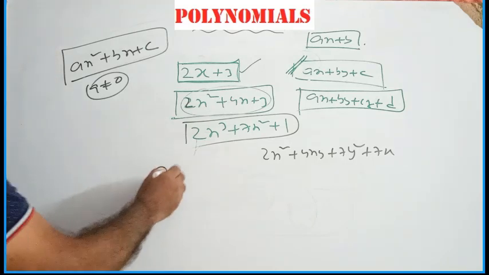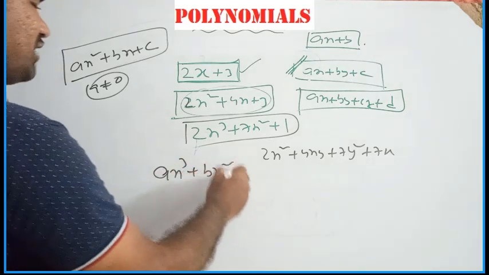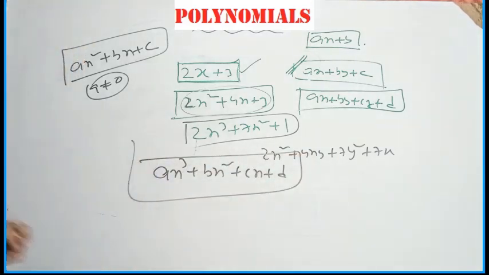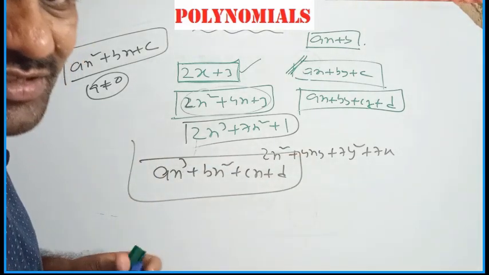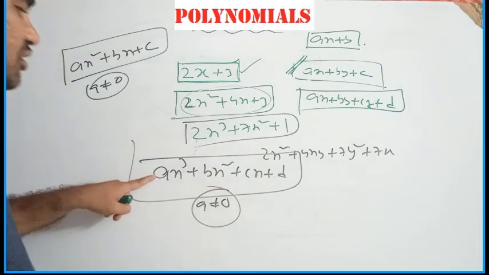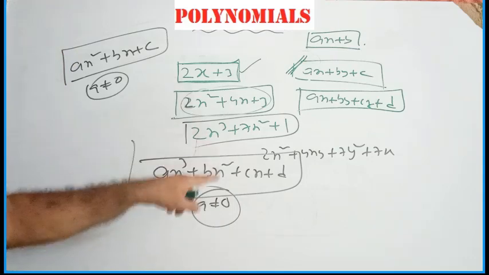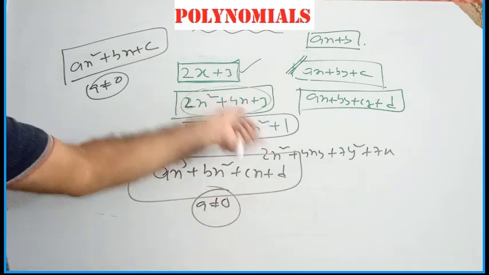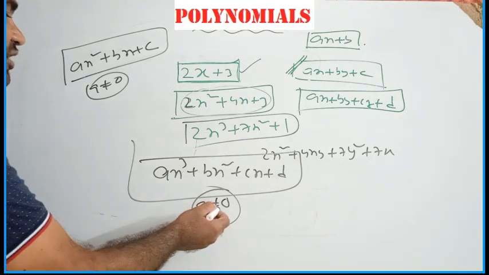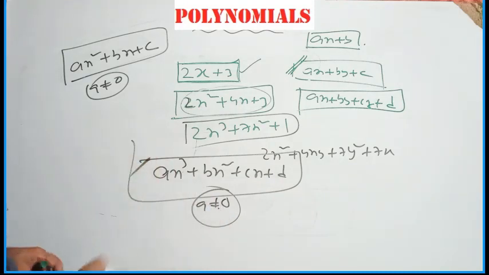So ax cube plus bx square plus cx plus d, this is the standard form of a third degree polynomial in x. Here also a should not be equal to 0. If a equal to 0, it may be second degree or first degree or constant, depending upon a, b, c, d values. That's why here a should not be equal to 0. This is called a third degree polynomial.